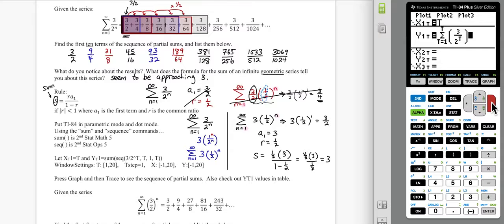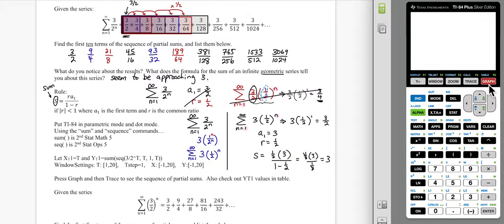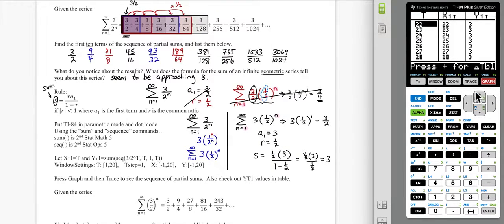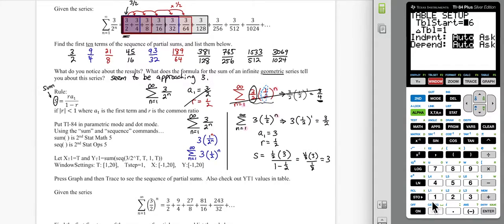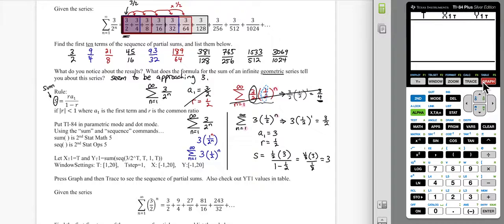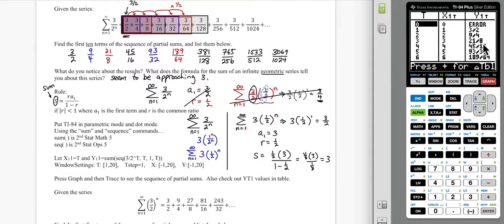All right. And so when I go into the table, let me go to a table set starting at 0 so you really see it. You see all the different entries that we came up with in the first 10 terms of the partial sums. 3 over 2, 9 over 4, 21 over 8, and so on. All right, so all those values are presented for you.